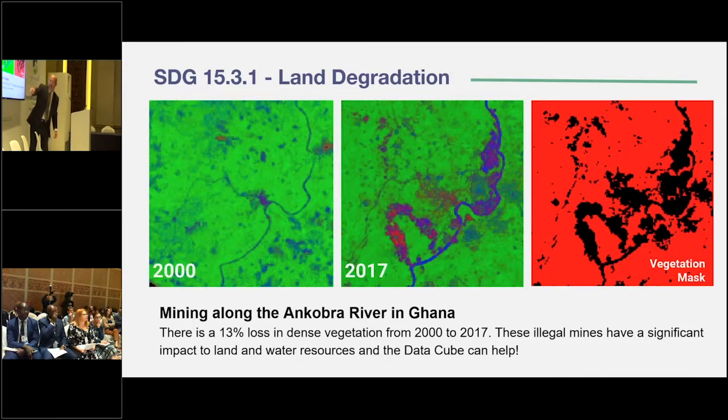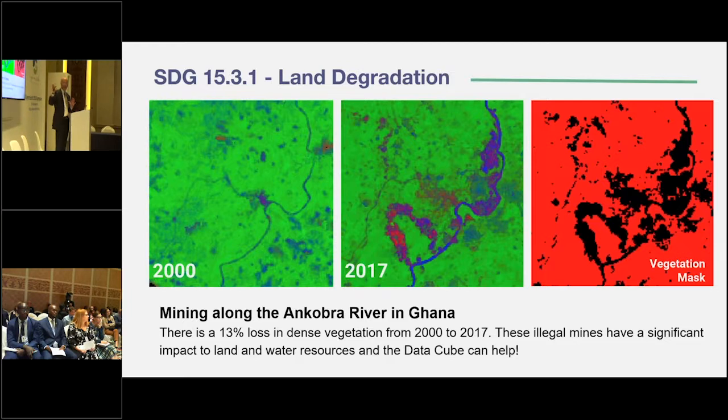And I put a 13% number on there. Well, who cares about the actual number? It's pretty obvious there's a lot of things happening. So we're helping our friends in Ghana. We're helping our friends in Sierra Leone and other countries, Africa Regional Data Cube, trying to develop an algorithm that does a better job to detect this.